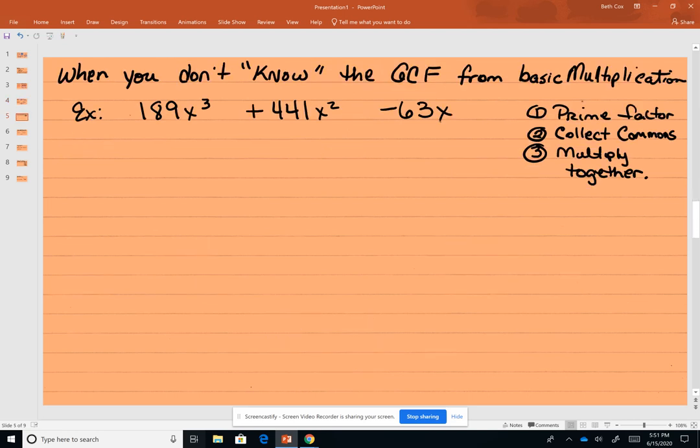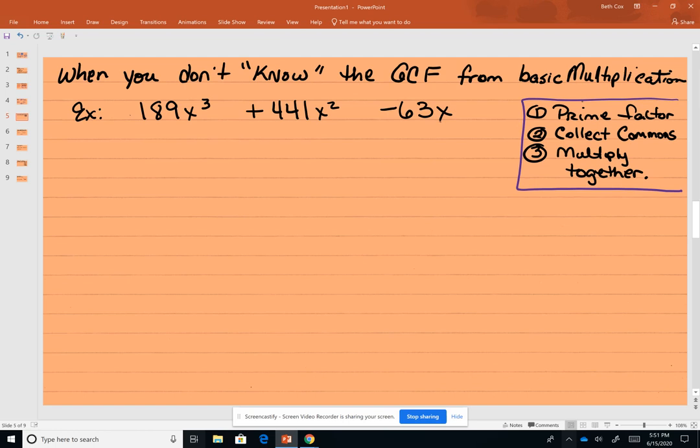All right, so now what if we don't know the GCF for multiplication? If we don't know our multiplication facts, we don't know the GCF from multiplication. So we do have a procedure that we can use to find out. Now these numbers right here are pretty large. They are outside of my multiplication facts, and so this is why I'm going to use the procedure.